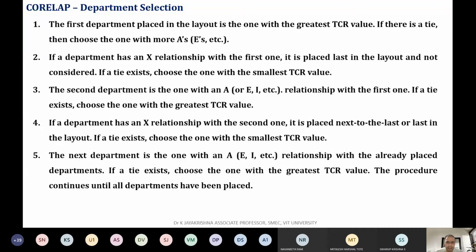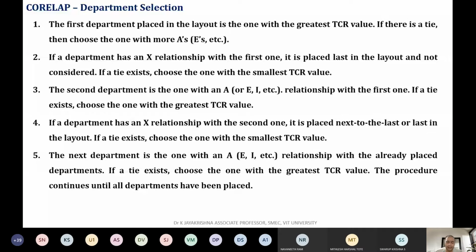Are you able to understand this? So if you want to place a department next to the main building, there is a tie now. You don't know whether to place the mechanical department or the civil department. There's a tie now.